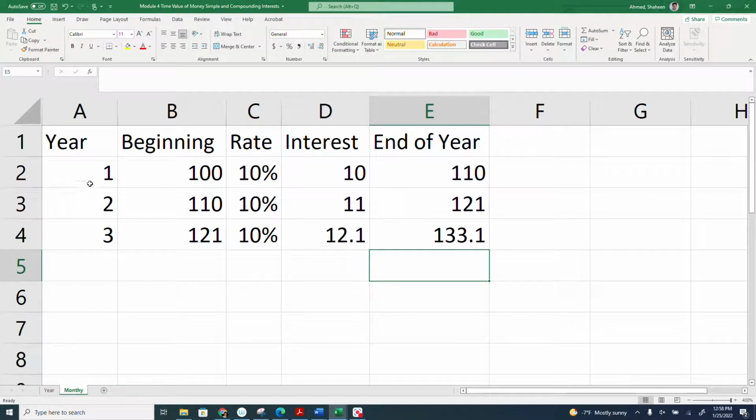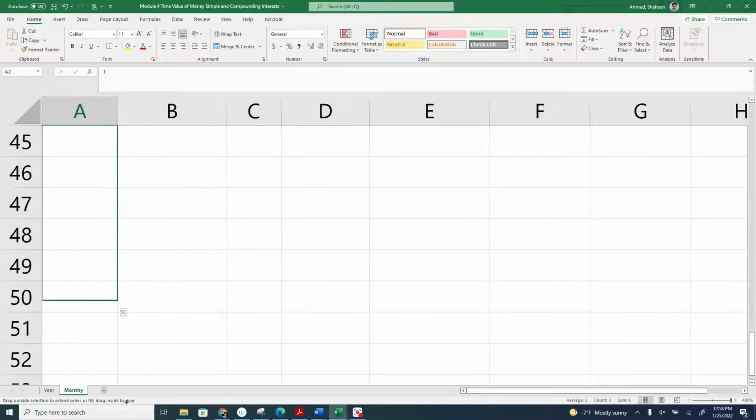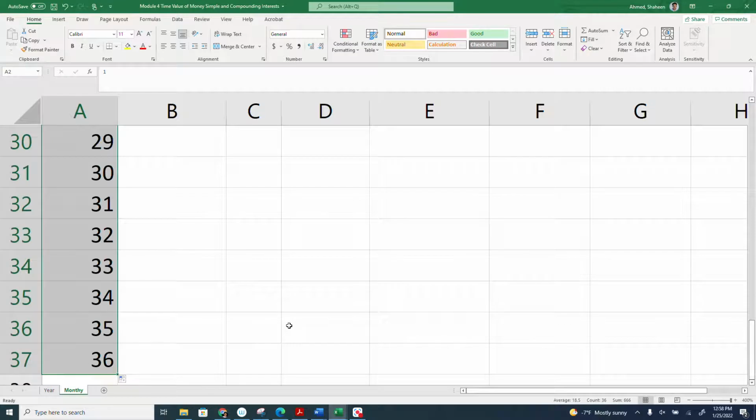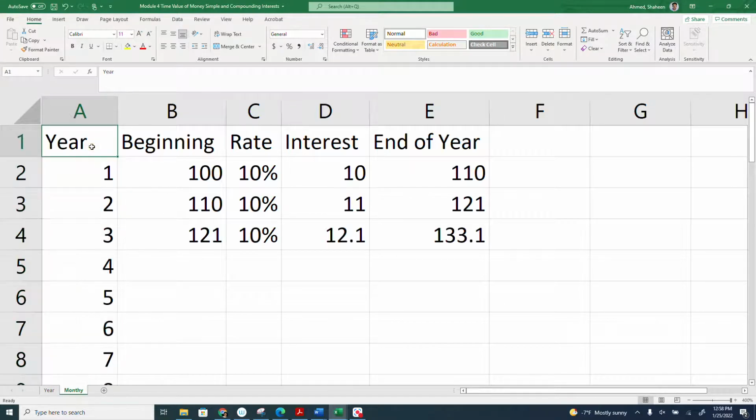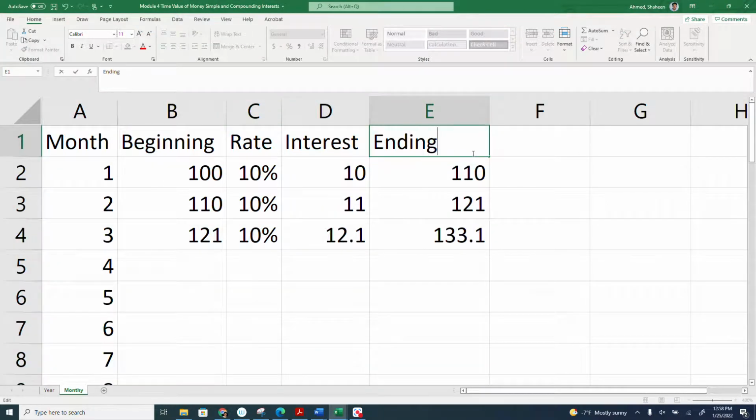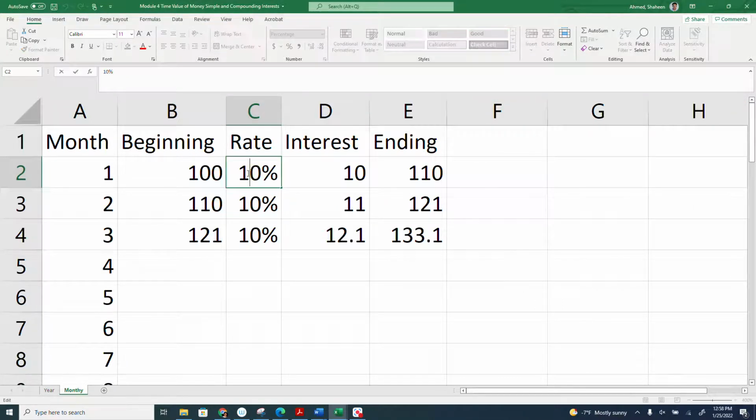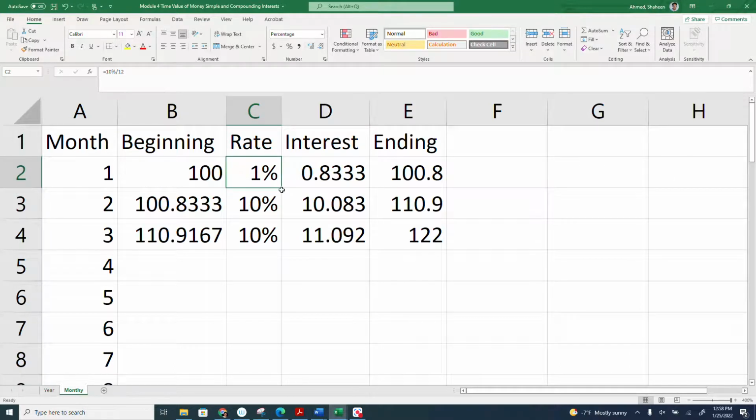We'll show that. So in 3 years we have 36 months, so we're going to extend that to 36. Oh, I went too far. It could be easier going up to 36. So that's 36 months. Now we're going to convert this to month, and beginning and end of month, instead of writing, I'll just simply write ending. So now 10% yearly rate, this is going to be 10% divided by 12. So that will be the monthly interest rate.